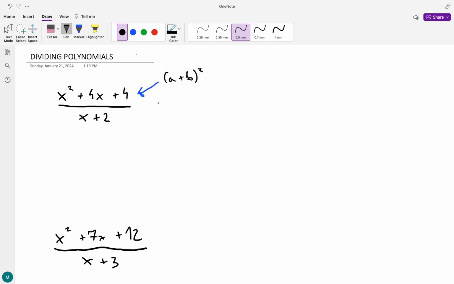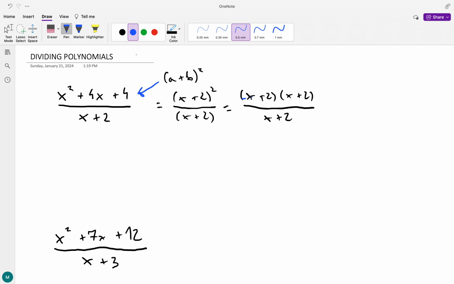And that term is x plus 2 squared. You can also see that we have x plus 2 on the bottom. So let's expand the top and say x plus 2 squared is equal to x plus 2 times x plus 2. And on the bottom, let's just write x plus 2. So that way we can cross out these two and be left with just x plus 2.